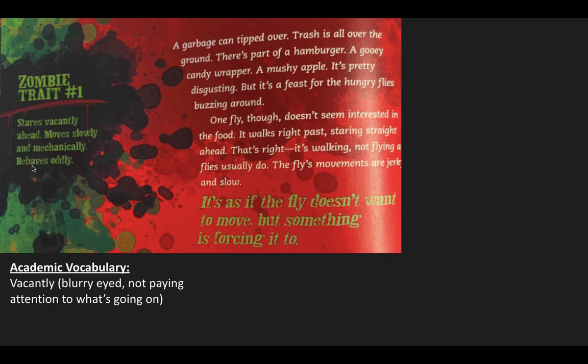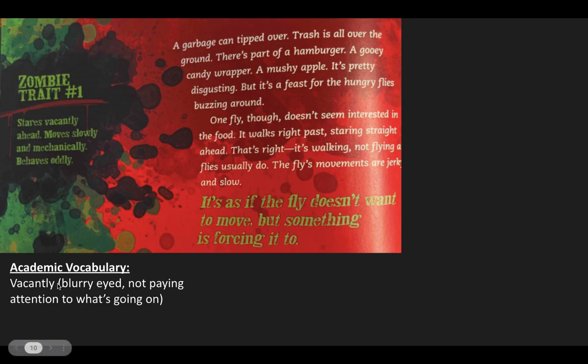A garbage can tipped over, trash all over the ground. There's part of a hamburger, a gooey candy wrapper, a mushy apple. It's pretty disgusting. But it's a feast for the hungry flies buzzing around. One fly, though, doesn't seem interested in the food. It walks right past, staring straight ahead. That's right, it's walking, not flying as flies usually do. The fly's movements are jerky and slow. It's as if the fly doesn't want to move, but something is forcing it to.